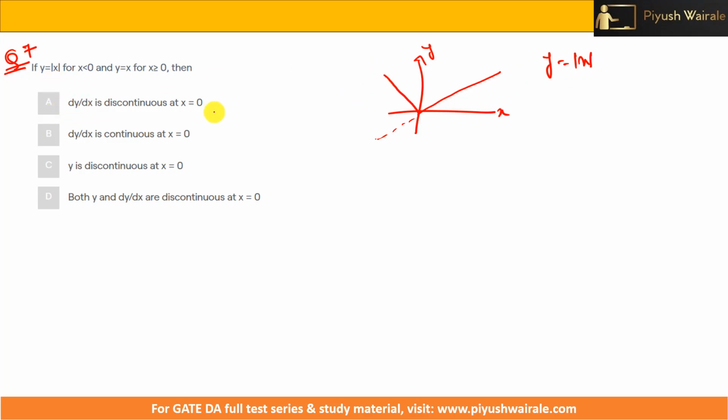So dy by dx is discontinuous at x equals 0. Yes, because it is not differentiable at x equals 0. We have discussed this, so option A will be correct. dy by dx is continuous? No, it is not continuous. y is discontinuous? No, it is not discontinuous. So both are also not correct. So only option A is correct. So it is a simple concept based on this particular function only.